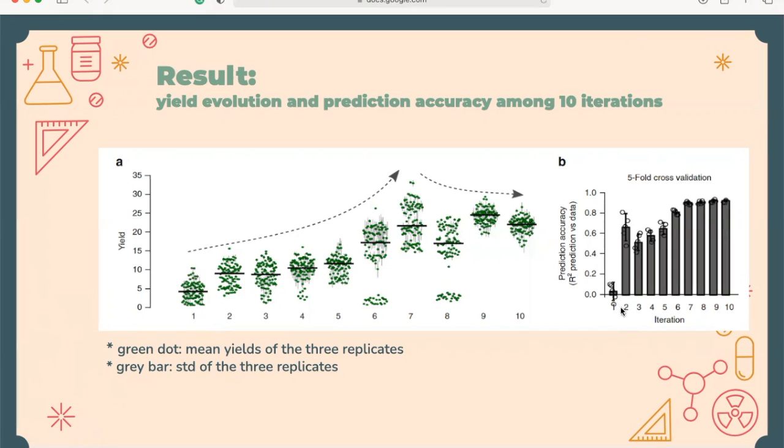However, the prediction accuracy was really low here. After 7 iterations, they reached a maximum for both the yield and the prediction accuracy. The yield was 34-fold and the accuracy, the R-squared value, is 0.93. Eventually, they stopped at the 10th iteration as they were not able to increase either the yield or the prediction accuracy of the model.